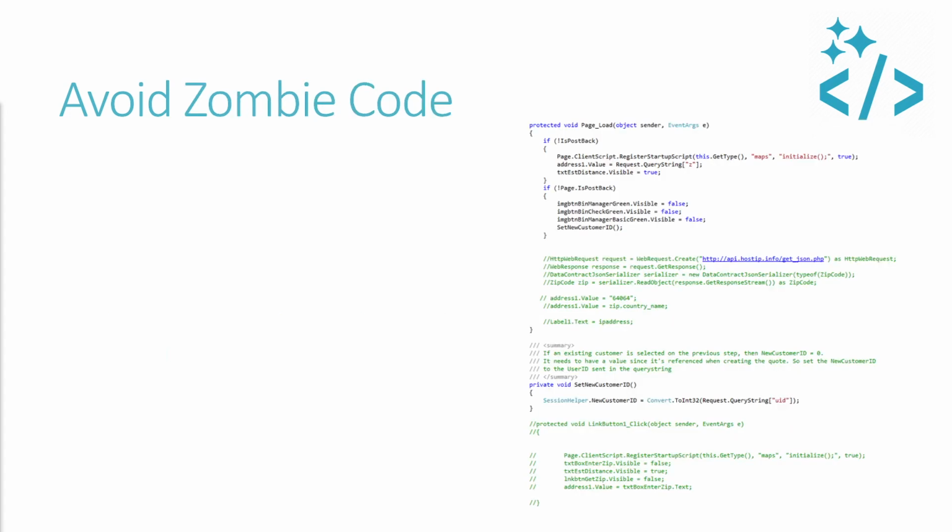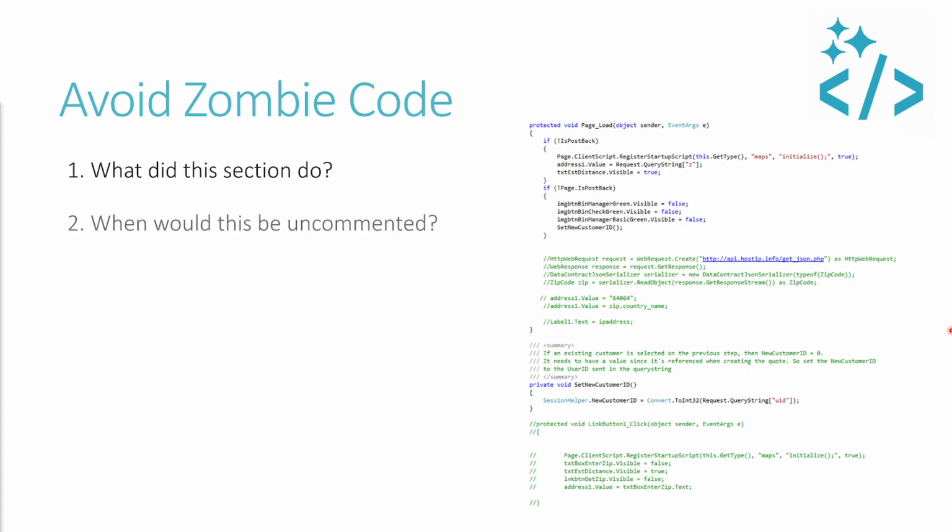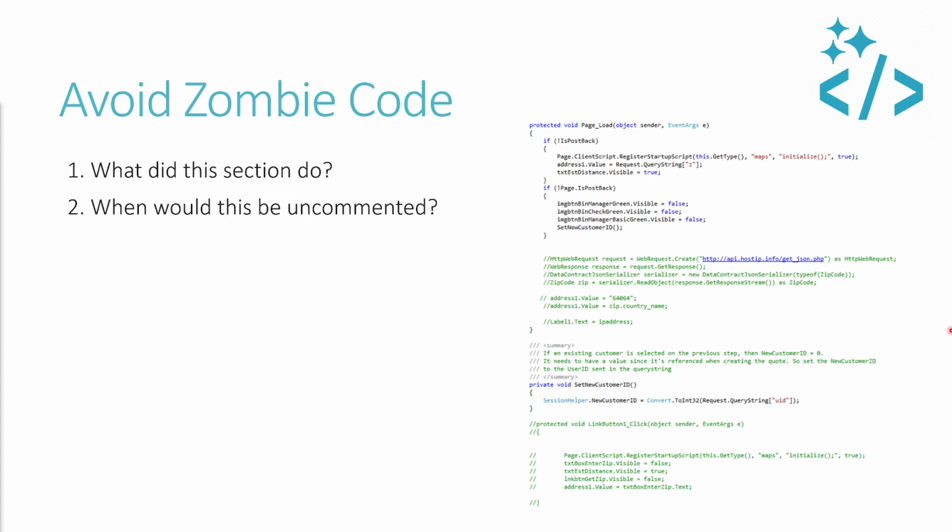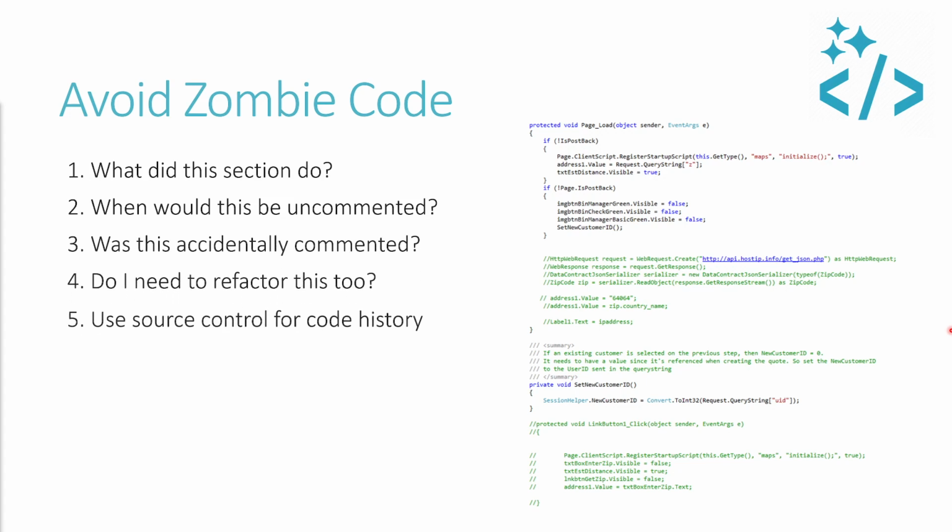Avoiding zombie code. What is zombie code? Exactly, it's commented out code for different reasons. This should be avoided. So what would this section do here? I don't know. When would this be uncommented? There are some questions we should answer. Was this accidentally commented? Do I need to refactor this too? Normally we should use source control for code history and directly delete such code which is here commented out.